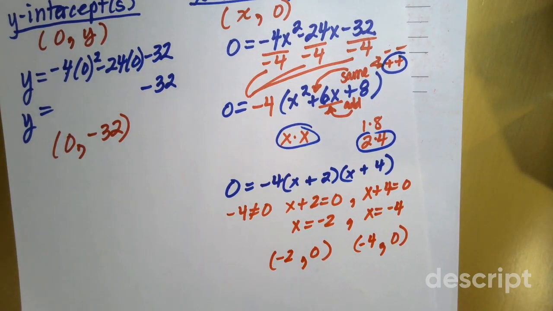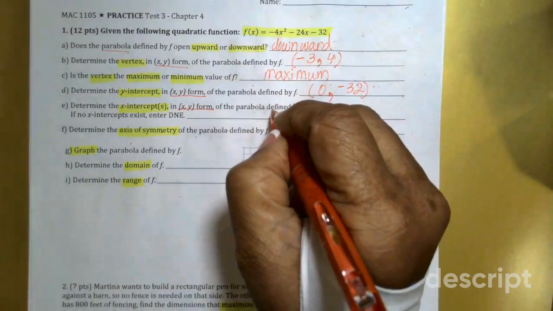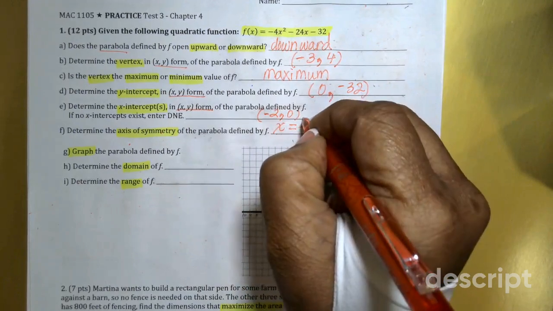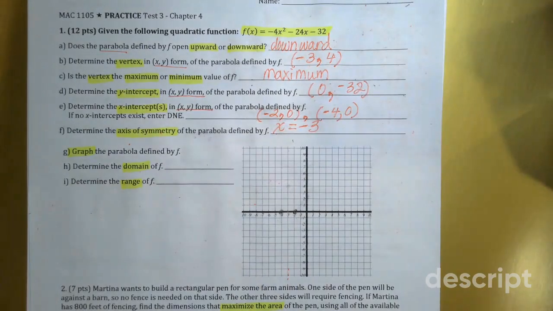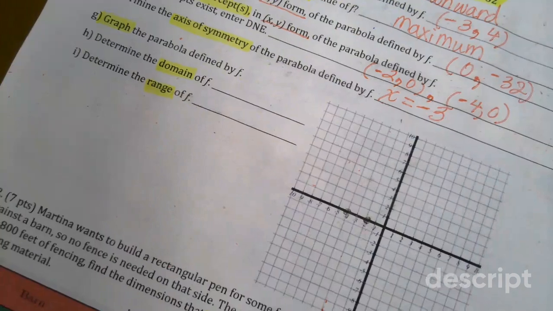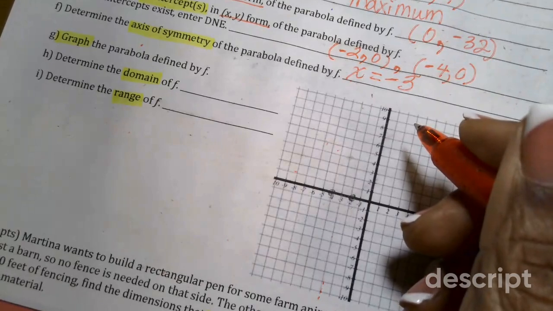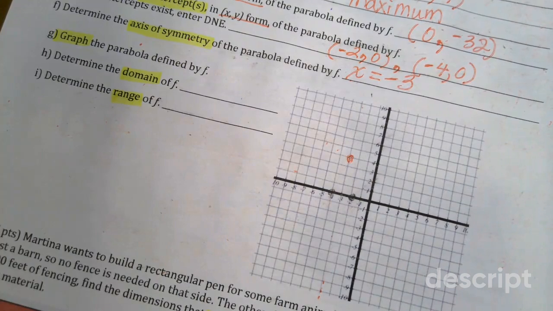Those are my 2 x-intercepts. So on section E, I can go ahead and record that. My 2 x-intercepts, -2, 0 and -4, 0. Now we have enough information to graph. So let's zoom in here and actually graph. So starting with our vertex, -3, 4. We graph that vertex.